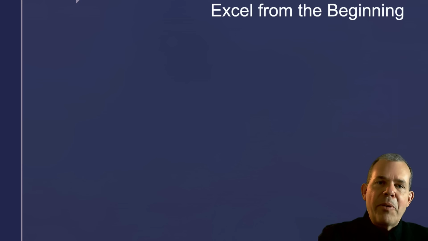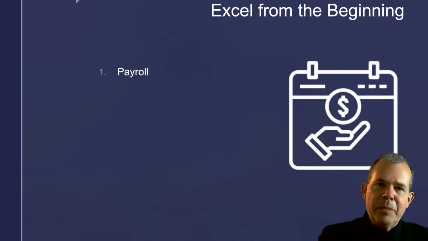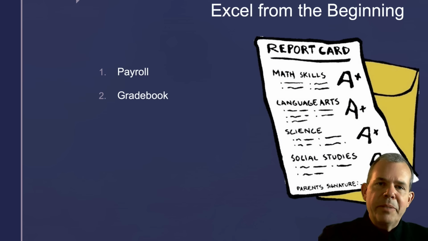Let's take a look at some of the projects that we'll build in this course. So Excel from the Beginning is going to use 6 projects. The first one, and it'll be the most basic, will be to set up a payroll. So imagine if you were a company and trying to pay your employees and keep track of their overtime. So that's what we'll do in this first project.